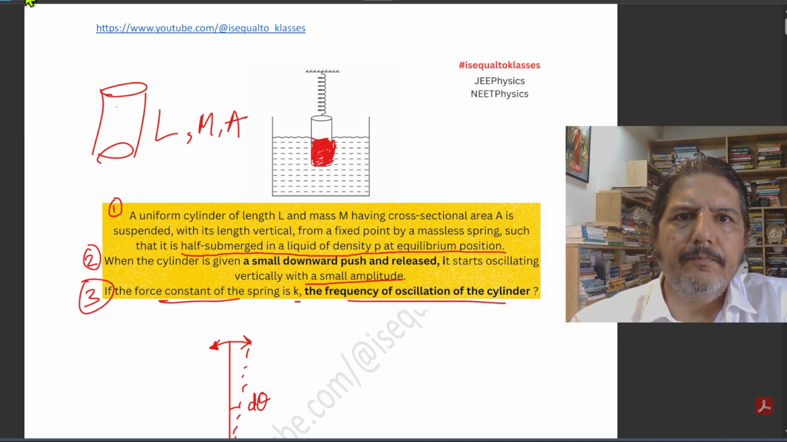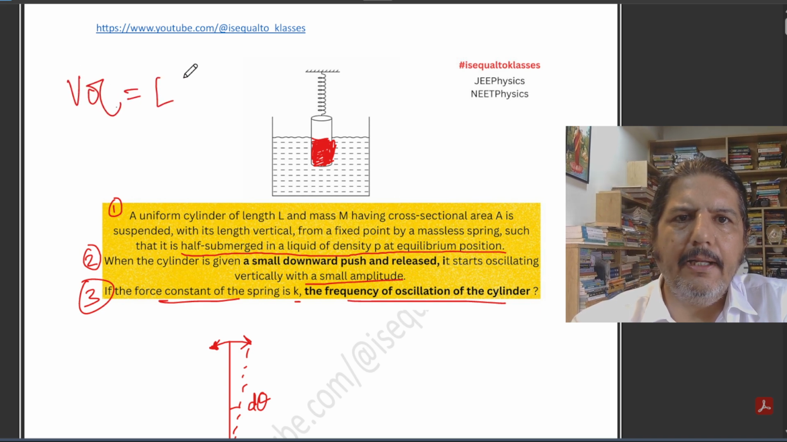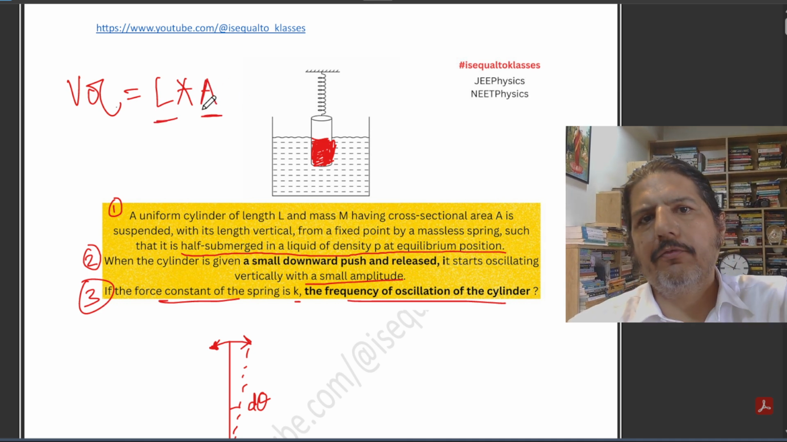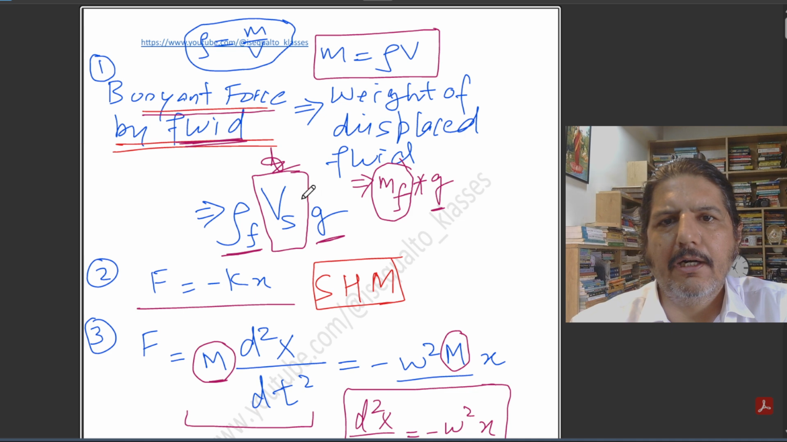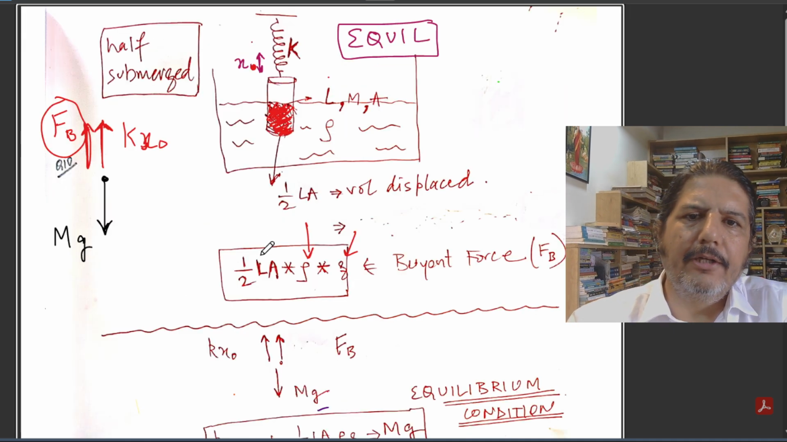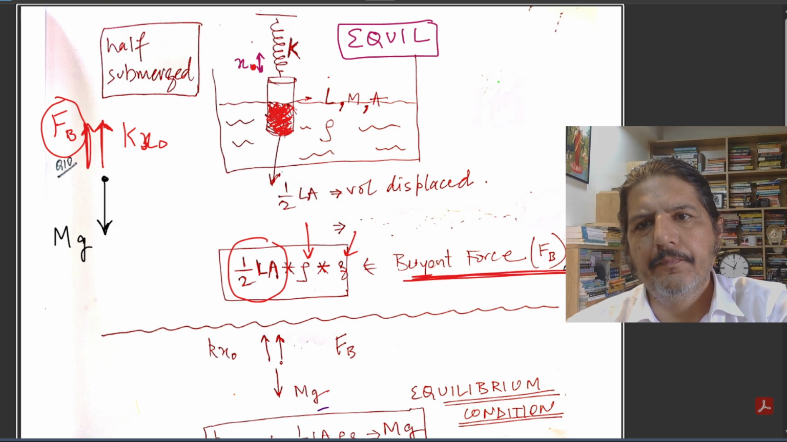The full cylinder volume can be given by L multiplied by A, where L is the length and A is the area of cross section. So half the volume, because it is half submerged, would be equal to half LA. That is why you see a half LA term here. So this will give us the buoyant force.